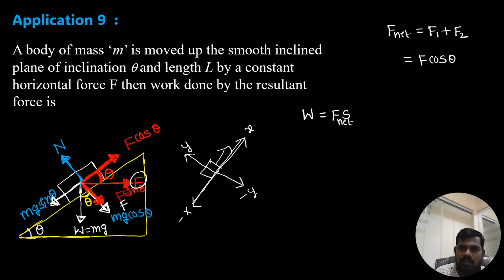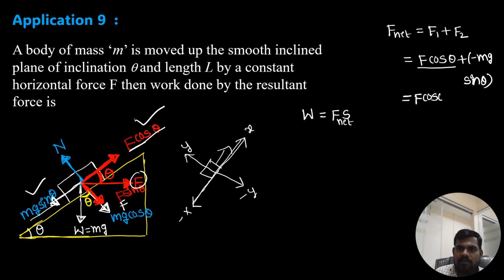Now F1 is equal to F cos theta, and F2 is nothing but minus mg sin theta. This is one force and this is the other force, both in opposite directions. Whichever side the body is moving, I took that as positive, that's why F cos theta is positive and mg sin theta is negative. So finally F net is equal to F cos theta minus mg sin theta. This is the net force.